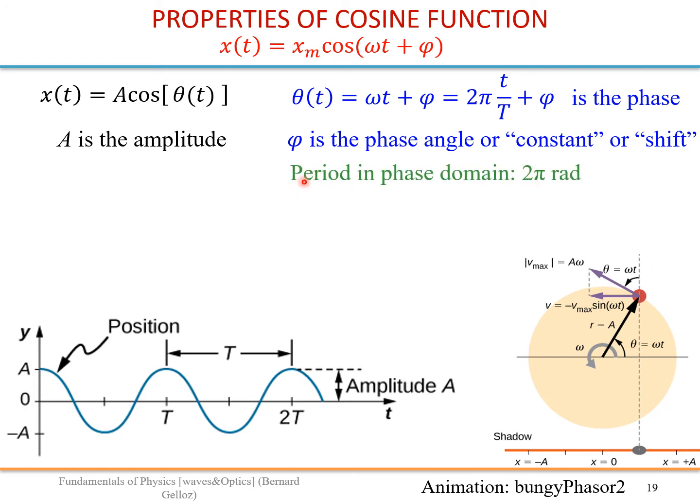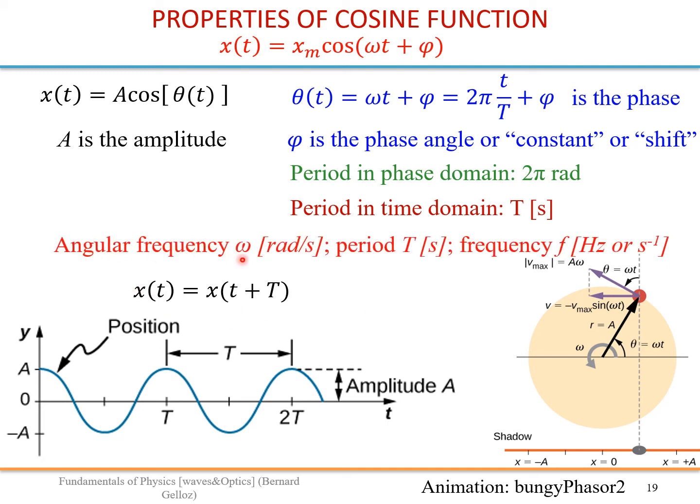So remember that one period in the phase is 2 pi radian. Period in time domain is T in seconds, so periodicity in time, and this is a periodicity in phase. So whenever the time changes by T, your phase will change by 2 pi. A full cycle in both domains. Okay, and this is just illustrating that periodicity in time.